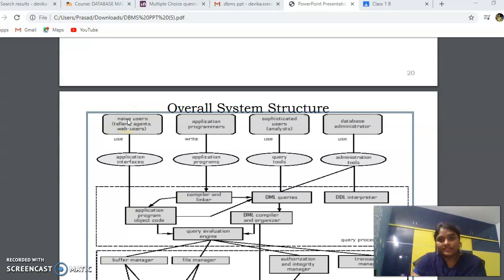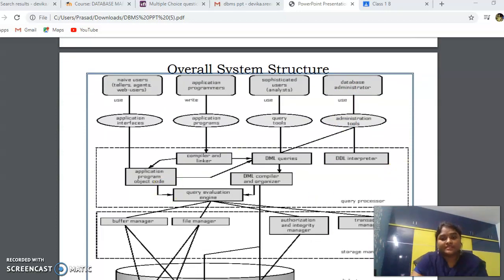In order to interact with the database, that is with the logical part, they need to use GUI components that we have learned earlier. So the naive user will use an application interface, and application programmers will use application programs. Sophisticated users use query tools in order to get the data, and the database administrator uses administration tools to interact with data.